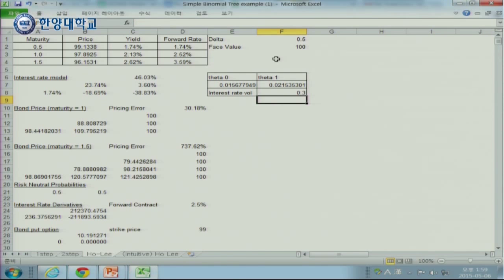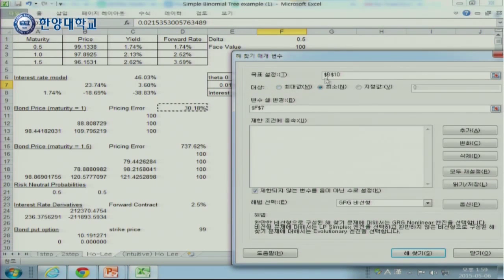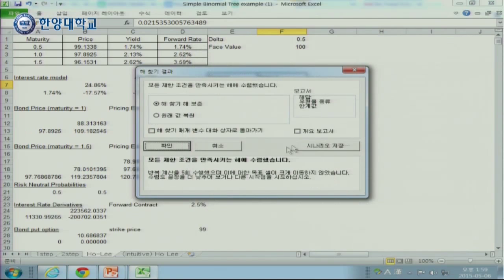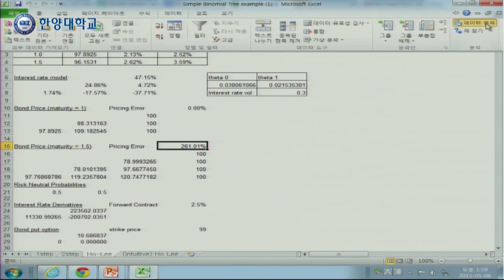0.3. Okay? Now we have a pricing error, so how can we do that? Good. Now it is too easy, isn't it?